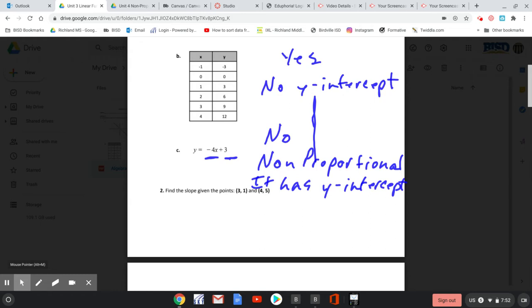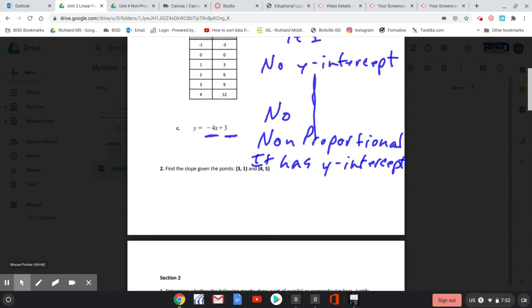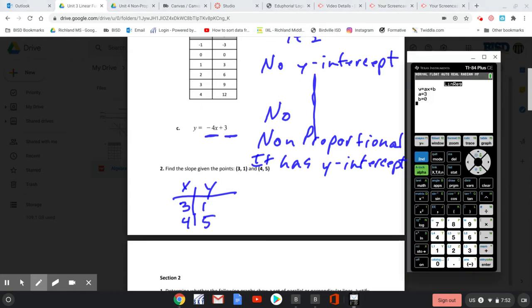Okay, the next task says we need to find the slope from these 2 points. So that's easy enough. If we have 2 points, you can put them in a table so you don't get confused, and you have a 3 and a 1 and a 4 and a 5. And if you have a table, you need to use your calculator, and I'm going to hit second plus 7, 1, 2. Second plus 7, 1, 2 to get all those numbers out.